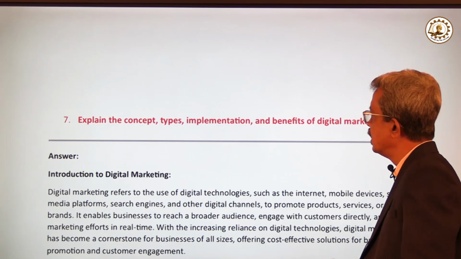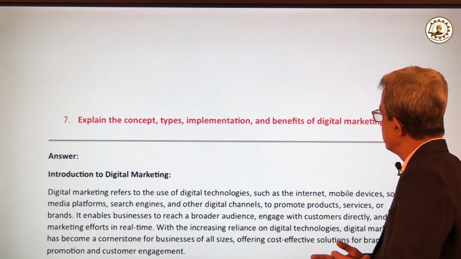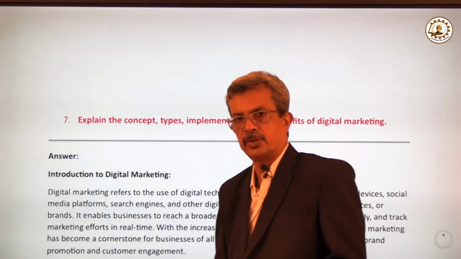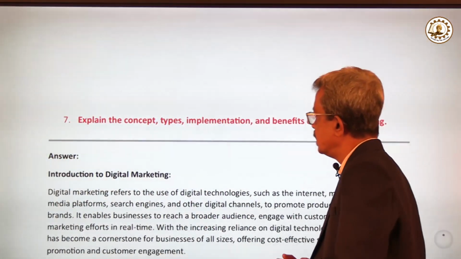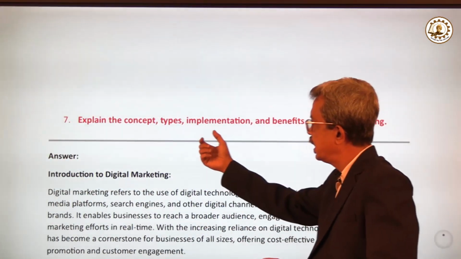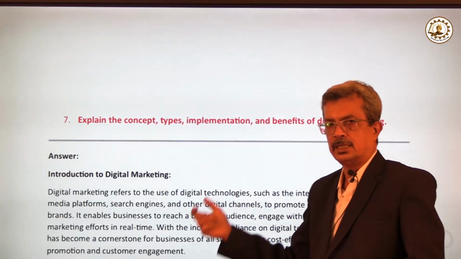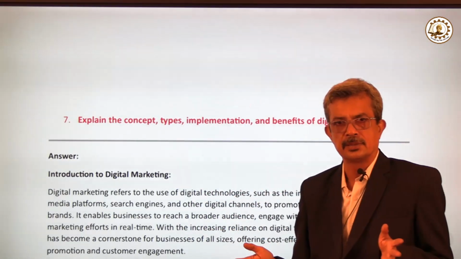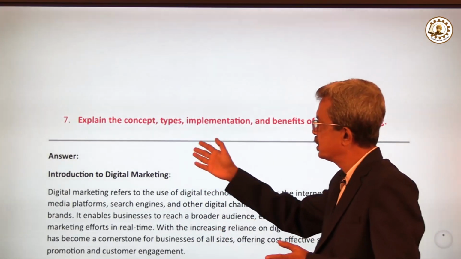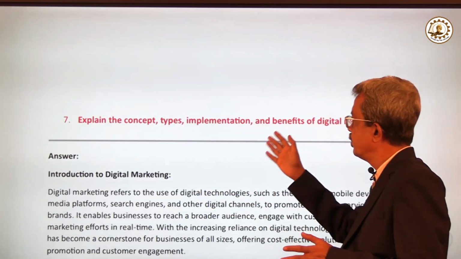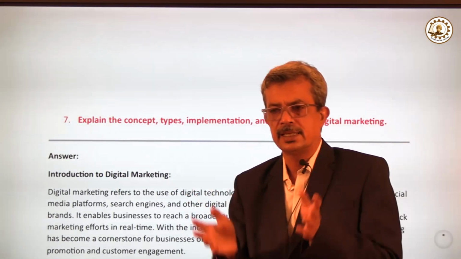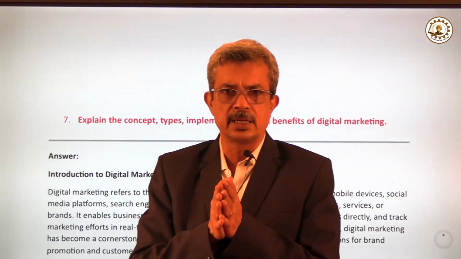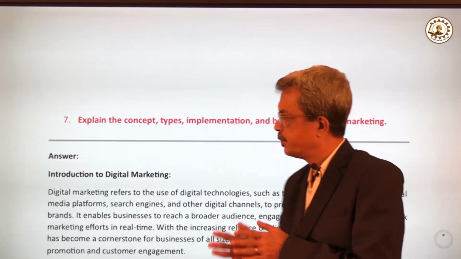Question number 7: Explain the concept, types, implementation and benefits of digital marketing. Again, this is part of a module, digital marketing. It is a very detailed question, talking about concept, types, implementation and benefits. You can break it up into two sets of questions. They can say, explain concepts and types, or talk about implementation and benefits. So make a permutation combination. This answer will give you an overall holistic picture of how to respond to all these questions.